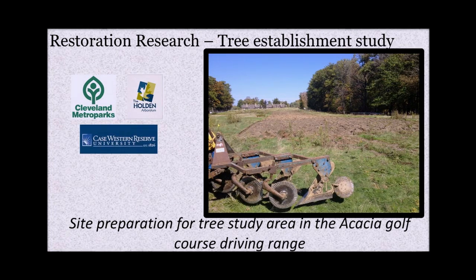This is the site when we started to establish it. So we put it in the old driving range, because the old driving range was this long, narrow spot, and it was pretty flat. So it was a really nice place to put an experiment. So that's what the driving range looked like right after we first plowed it. So we plowed it, we dissed it, we prepared it, and then we planted 400 trees this summer.